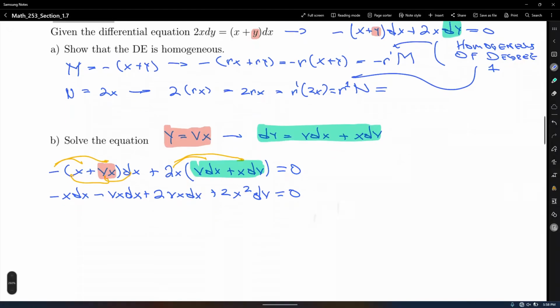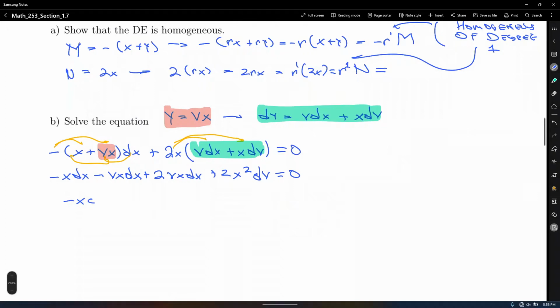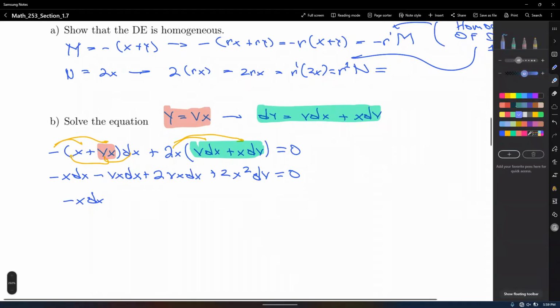So this will be negative x dx, and then these two terms, the vx dx, 2 minus 1. Let me use a different color to show you which terms we are combining. This term with that term. 2 minus 1 equals 1. That's simply plus vx dx plus 2x squared dv equals 0.